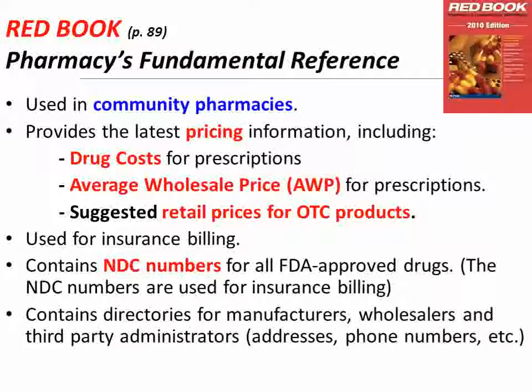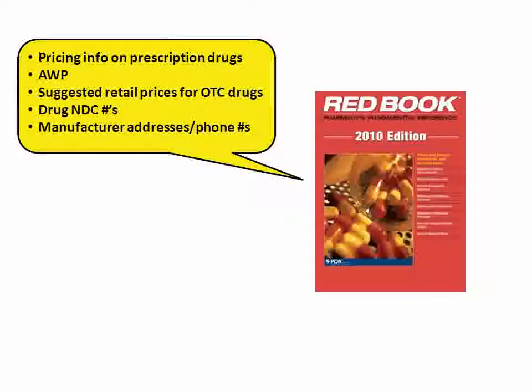In addition, the Red Book contains a directory of all manufacturers and wholesalers and insurance companies. It gives contact information for these companies, their address, their phone number. So in a nutshell, the Red Book is used for pricing information on prescription drugs. It's used for average wholesale price for prescriptions. We use it for the suggested retail price for over-the-counter drugs. We use it if we just really quick want to know the NDC number of a drug, and we can also use it for contact information for manufacturer address and phone numbers.